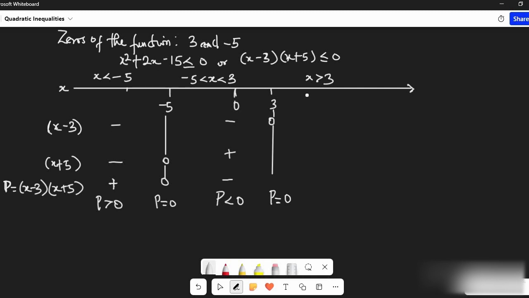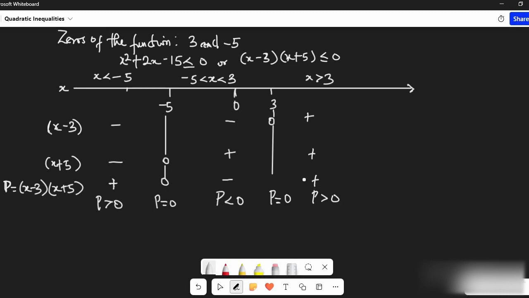Now moving on to where x is greater than 3, that's to the right of 3. When x is greater than 3, remember you can use any number in this region, so let's use 4. We see that 4 minus 3 is 1, which is a positive number, so we write plus here. And 4 plus 5 is 9, which is a positive number. So we'll just write plus here. And then we know that plus times plus is plus. So the product will be positive. And since it's a positive number, we know that p is greater than 0.